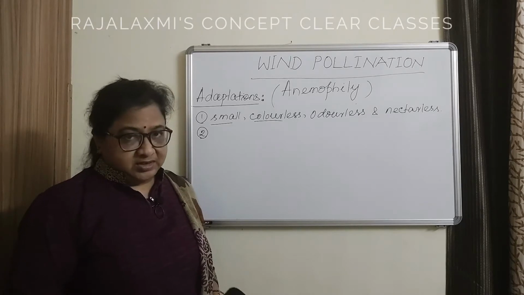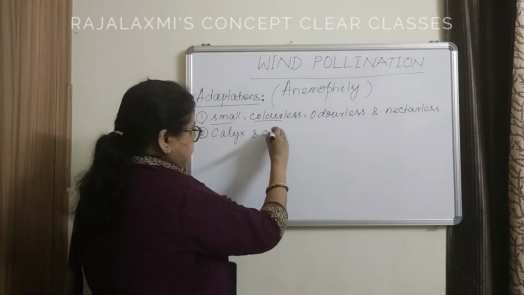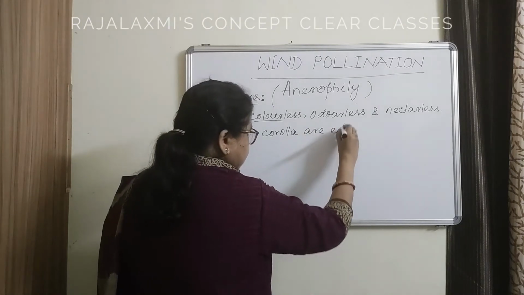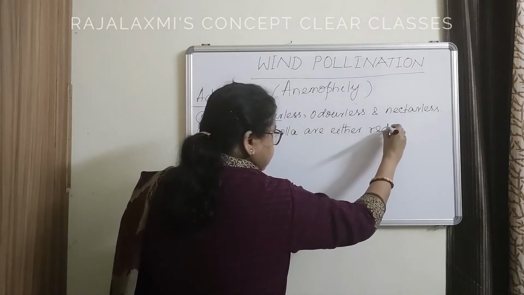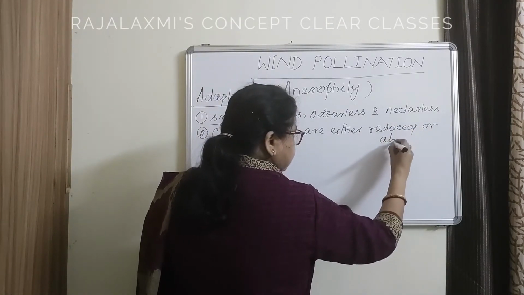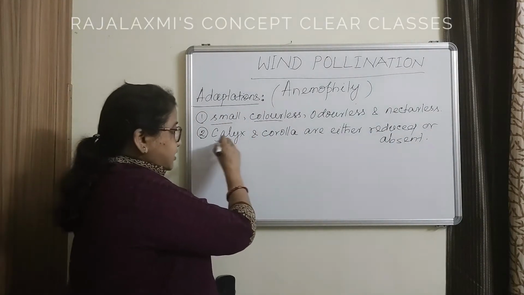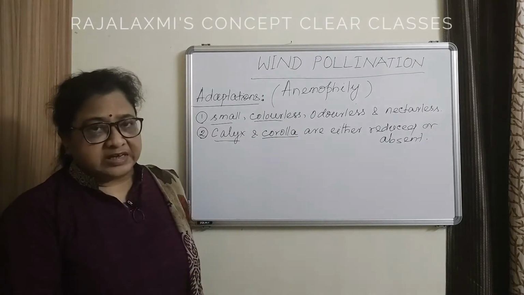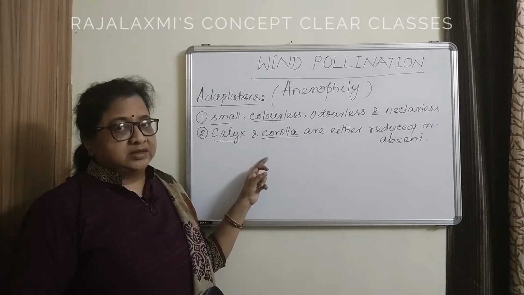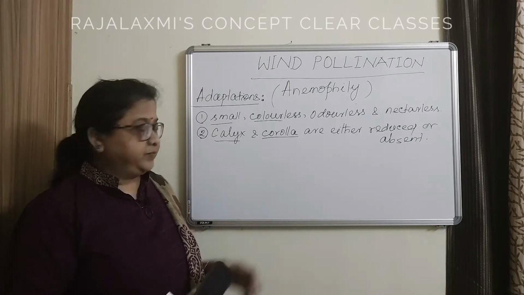The second adaptation is that the calyx and corolla of the flower are either reduced or absent. So, in these flowers, the calyx and corolla, which are known as accessory whorls, are either absent or reduced, so that the stamens and carpels are well exposed to air or wind.